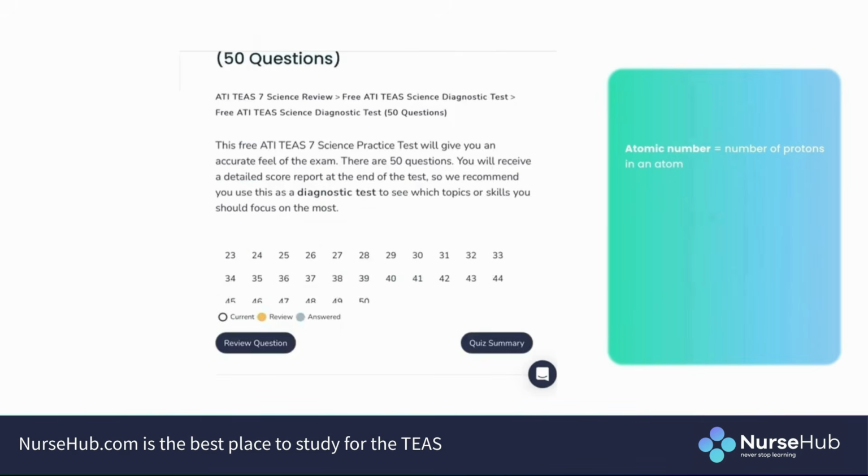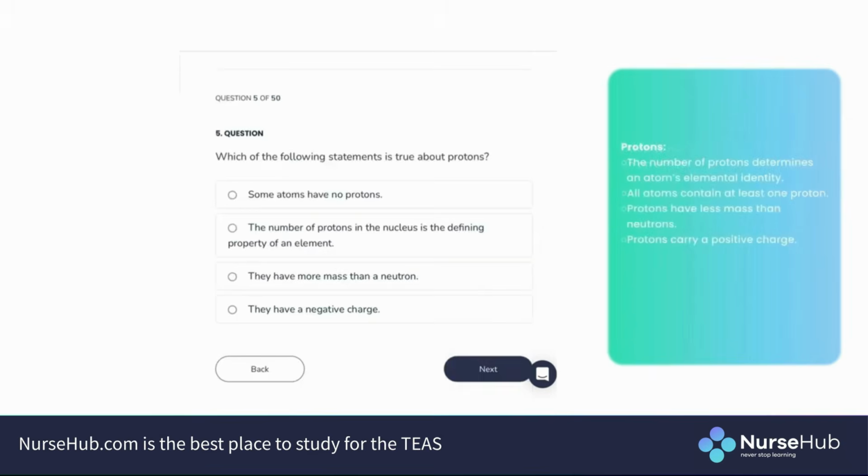All right, let's move on to question number 5. Which of the following statements is true about protons? Some atoms have no protons. The number of protons in the nucleus is the defining property of an element. They have more mass than a neutron, or they have a negative charge. The answer is that the number of protons in the nucleus is the defining property of an element.